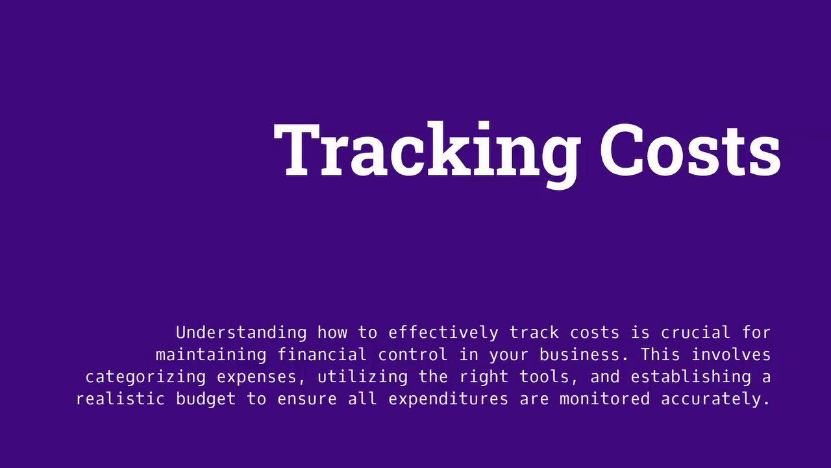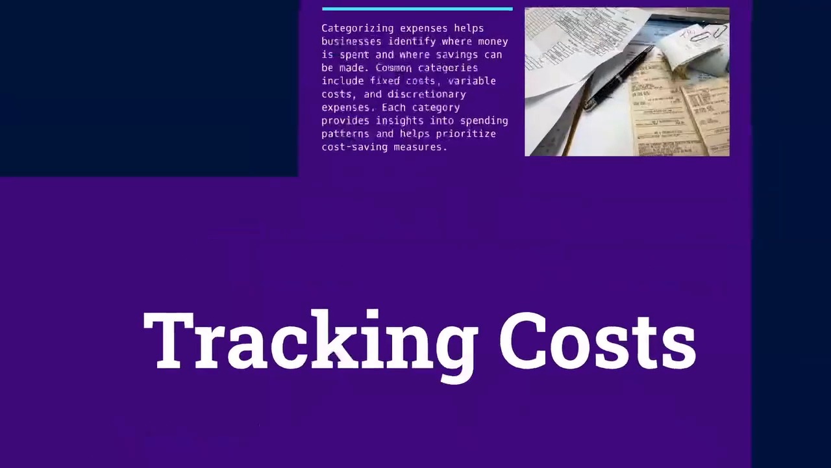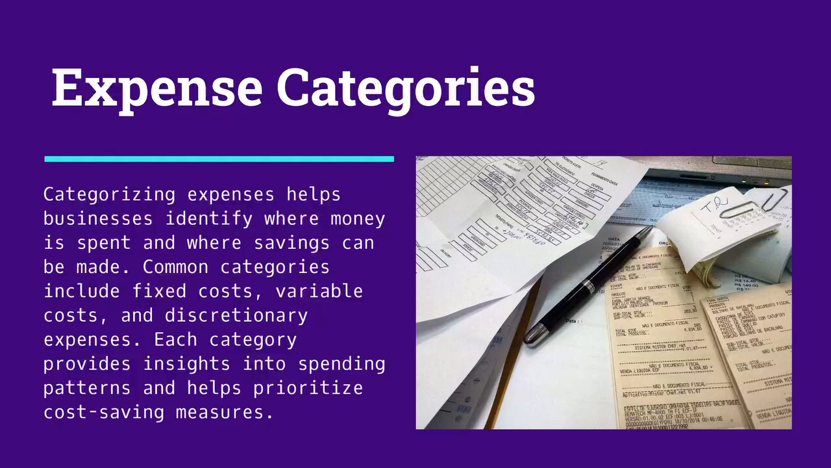But the first thing you have to do before you implement a strategy for effectively managing your costs is to start tracking your costs. Understanding how to effectively track costs is crucial for maintaining financial control in your business. This involves categorizing expenses, utilizing the right tools, and establishing a realistic budget to ensure our expenditures are monitored accurately. So you cannot have a budget, and you cannot predict or forecast expenses if you don't track the current expenses.